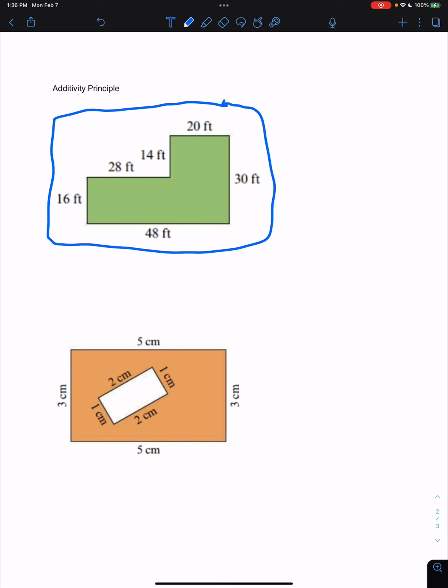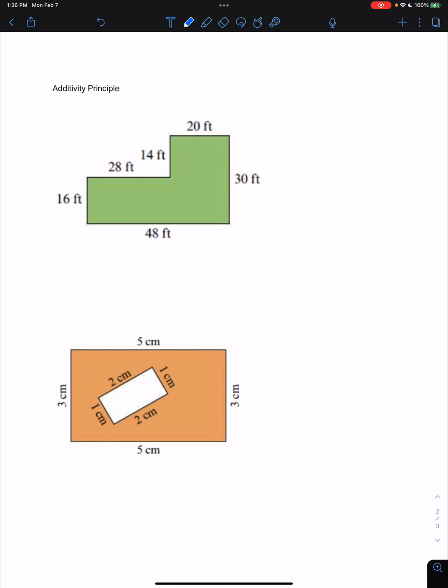We can't easily calculate the area of this L-shaped figure, but what we can do is subdivide this shape into two rectangles, find the area of rectangle number 1 here, and then the area of rectangle number 2, and add them together to be the total area of our shape.